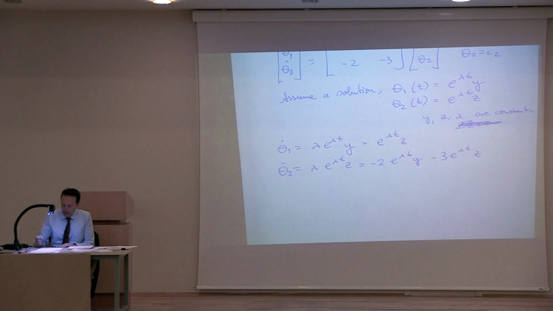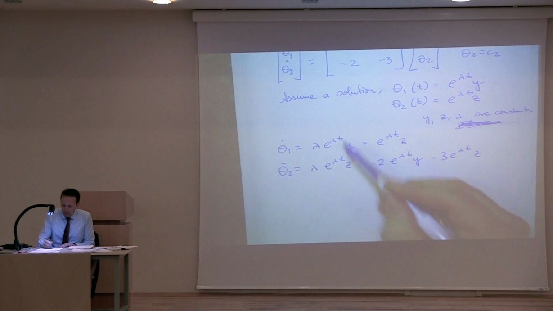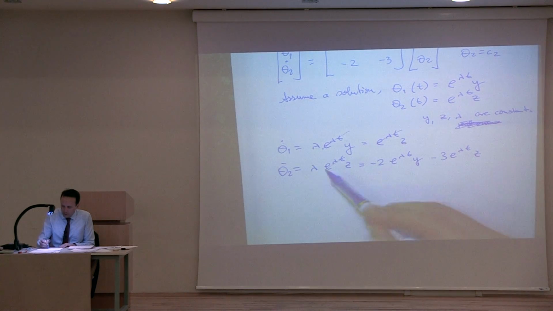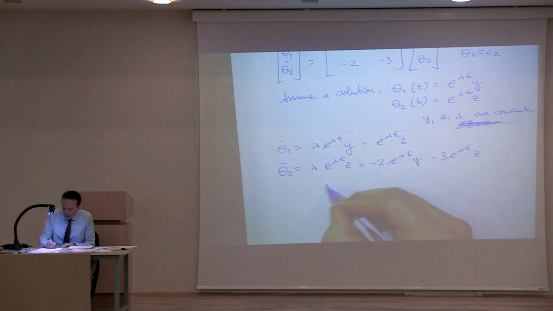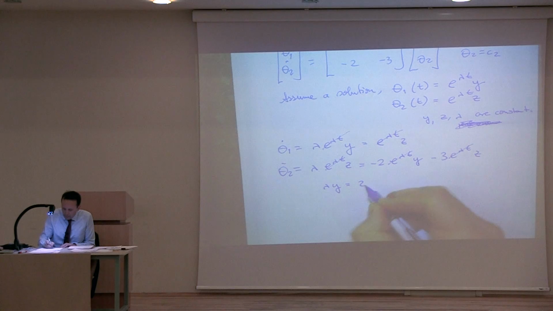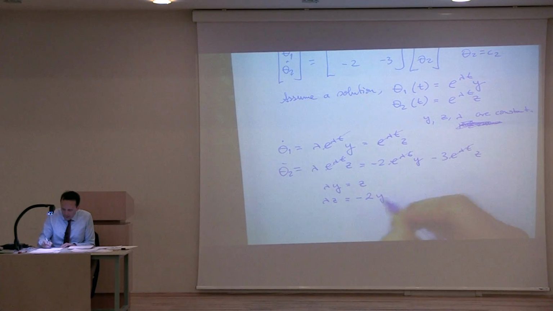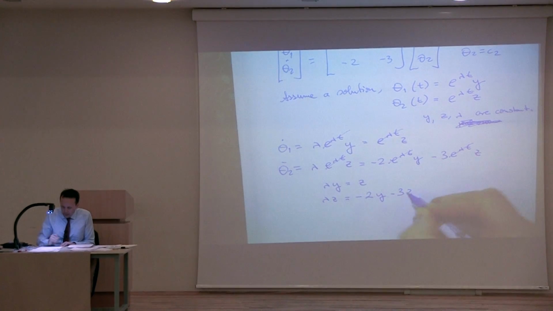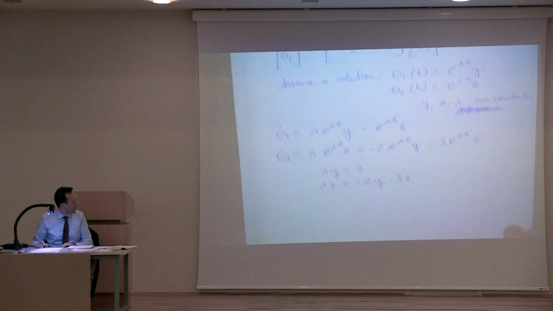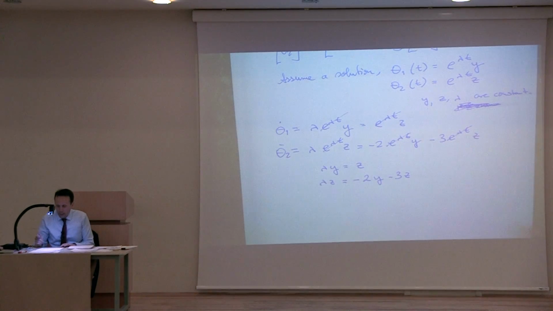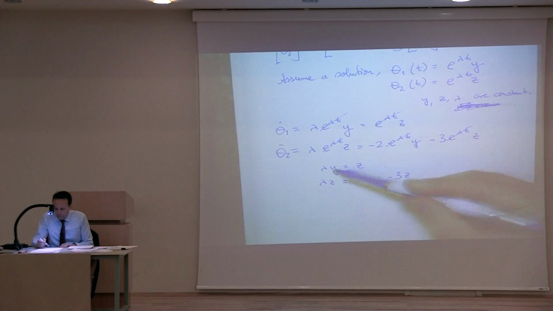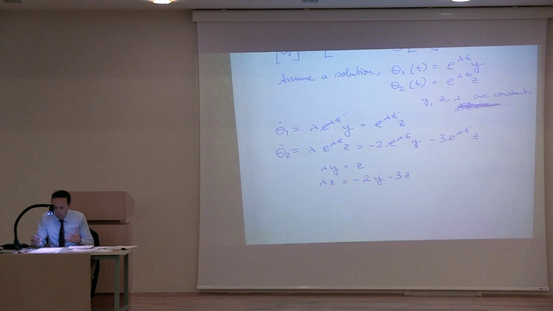All right, let's see what we are getting here. You can just remove the exponential terms from these equations, and you will get the following. Lambda y is equal to z. Lambda z is equal to 2y minus 3z. Hmm, actually, lambda z equals minus 2y minus 3z. Okay, so if I find solutions for these 3 unknowns, then I actually have a solution.